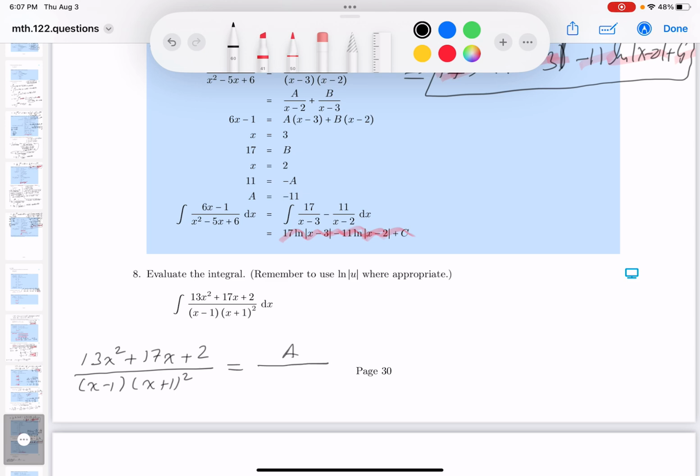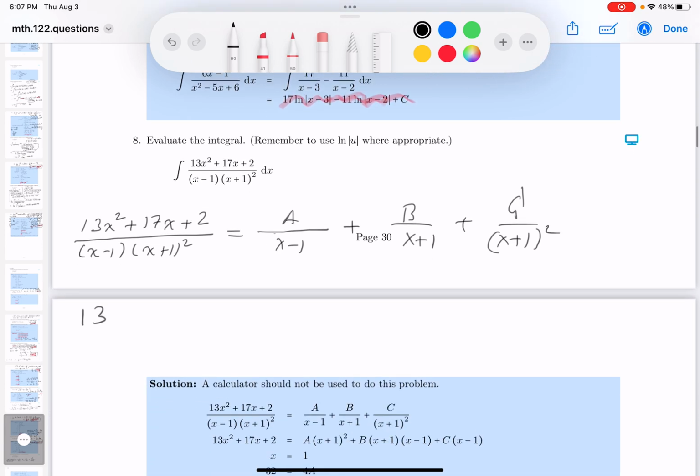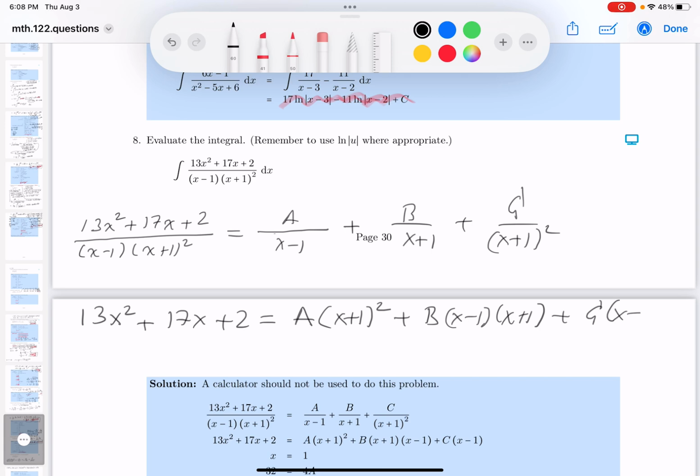I'm going to say A over x minus 1. You know what? I don't need parentheses on that. If you want to put them, you can. And then I'm going to say B over x plus 1. And then I'm going to say C over (x plus 1) squared. Yes, I need parentheses on that. So I'm going to say 13x squared plus 17x plus 2 equals A times (x plus 1) squared plus B times (x minus 1)(x plus 1), I'm multiplying both sides by the LCD, plus C times (x minus 1).